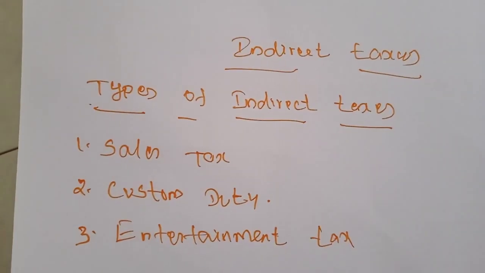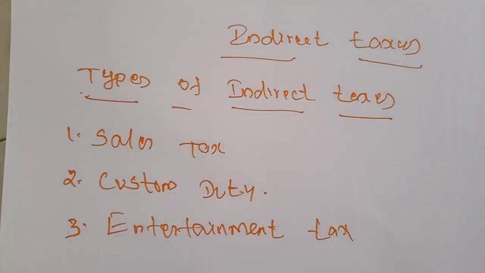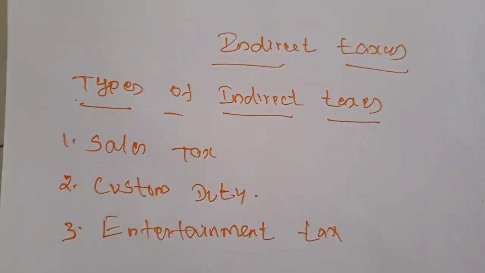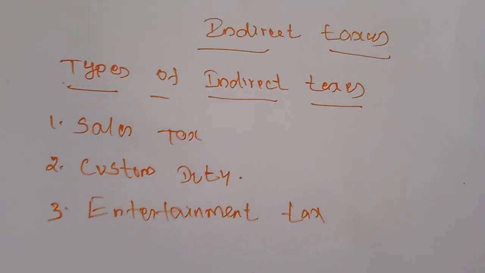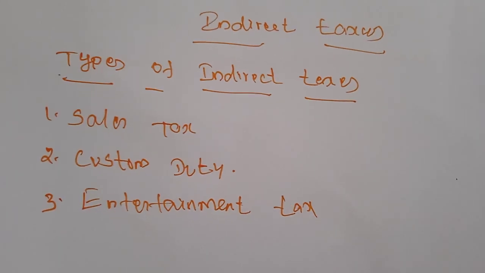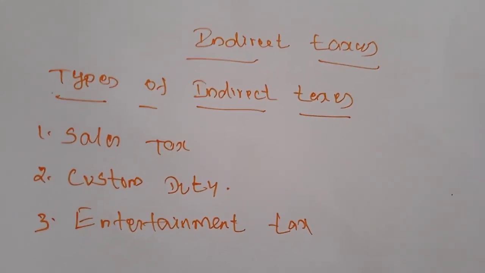Next is service tax. The service tax is charged on services like telephone bills, insurance premiums, and food bills in a restaurant, etc. Some of these services are provided by both government and private organizations. By receiving their services, we have to pay the tax.